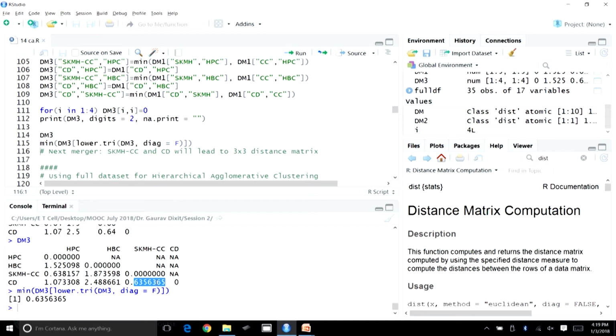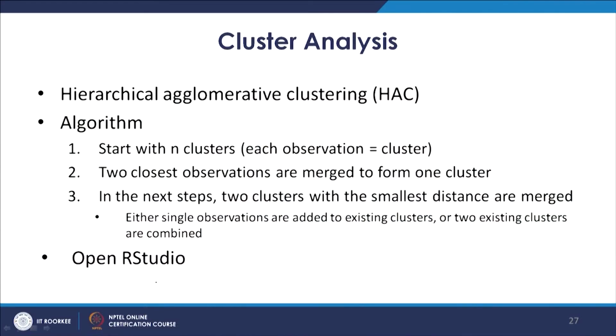So in this fashion we can keep on following the steps of the algorithm, and you would see that we'll have the full processing of these clusters, and finally we'll end up with one cluster having all the observations. So this was the exercise that would have given us an understanding of how this algorithm is going to work. So let's move ahead.